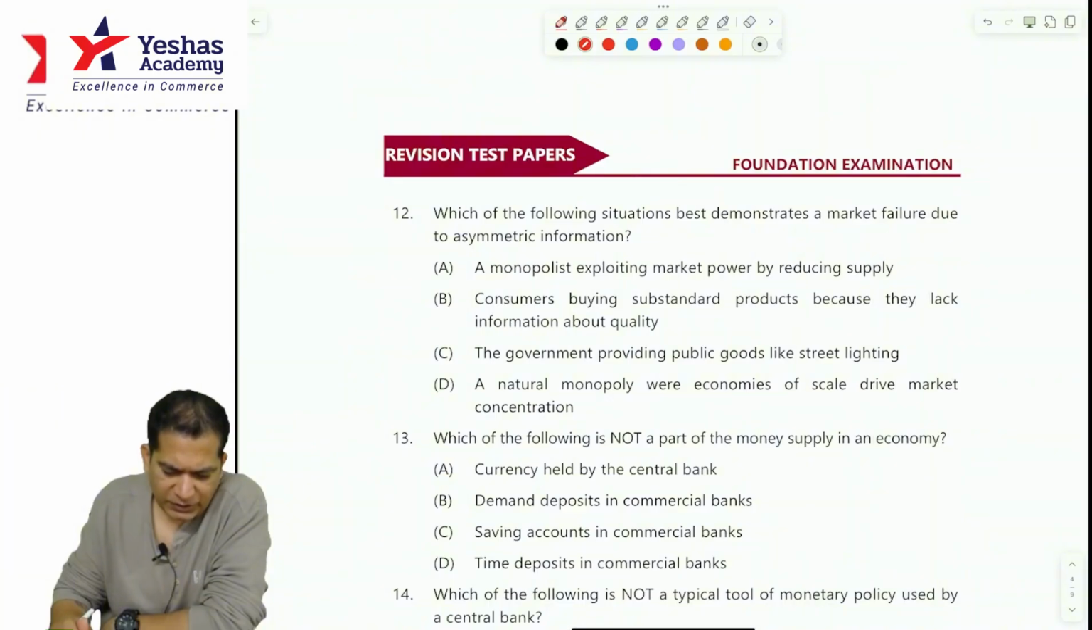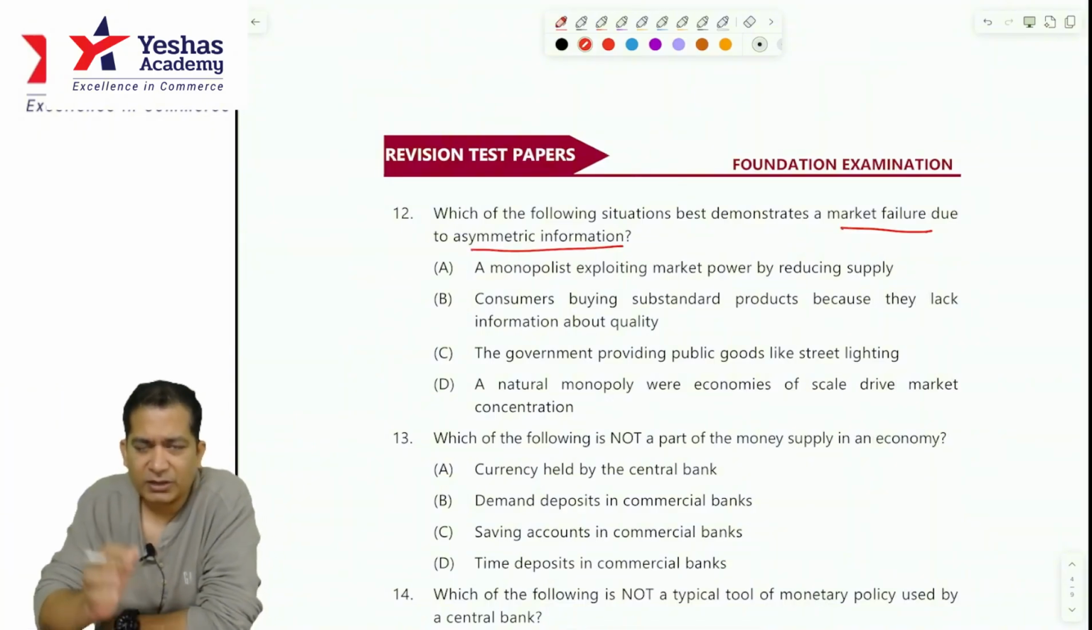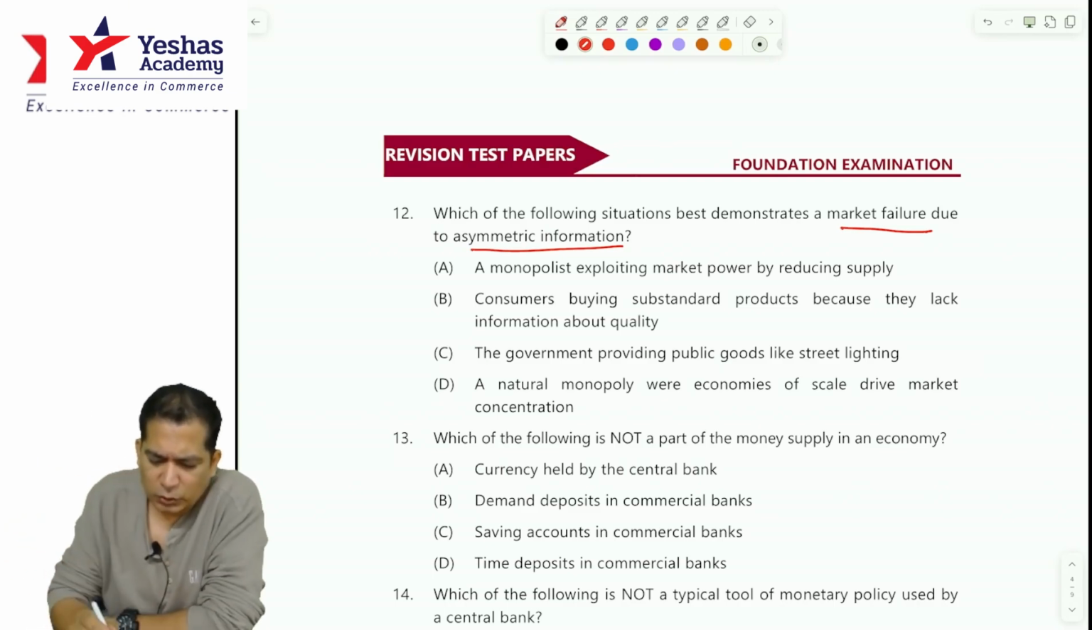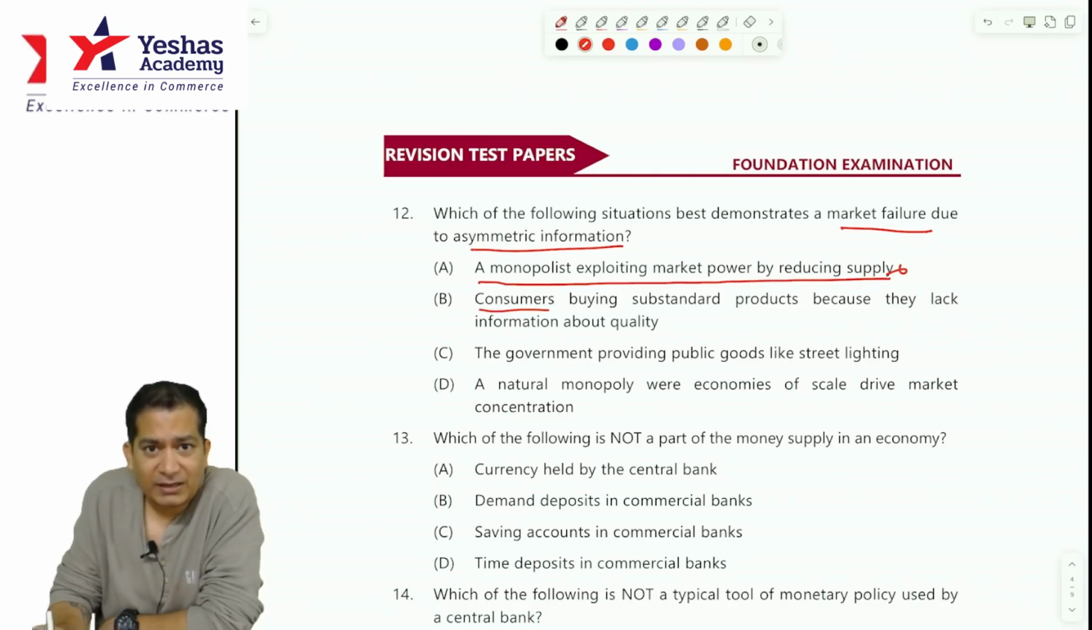Which of the following situations best demonstrates a market failure due to asymmetric information? Asymmetric information means what? Either the seller knows more than the buyer or the buyer knows more than the seller, and they both are in a position to exploit their situation. So, a monopolist exploiting the market by reducing supply. No. Now this will lead to market failure, alright, but this is not an example of asymmetric information.